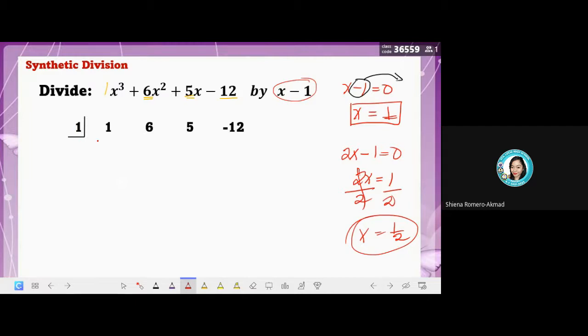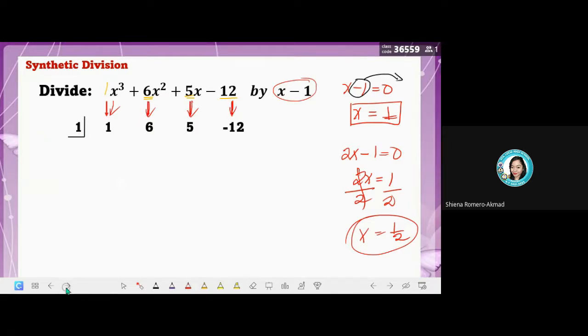Okay? This is synthetic division. Ang kailangan nyo lang is the numerical coefficient of each term, and make sure that the terms are complete. Pag hindi kompleto, pag may missing, you will write 0 for that term. And then, you are going to divide it by x minus 1. So, magiging 1 na lang yun.